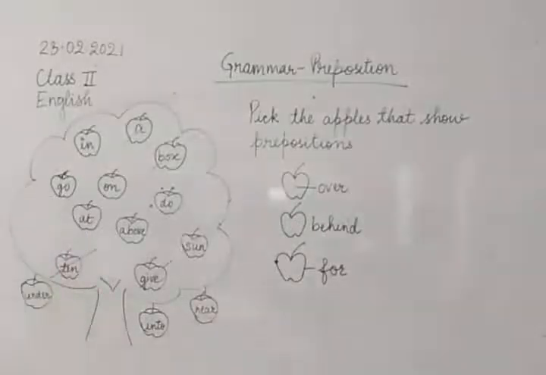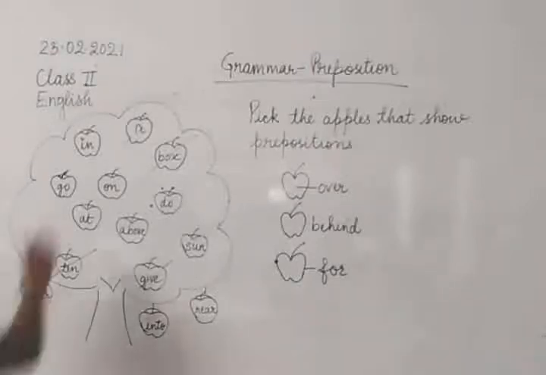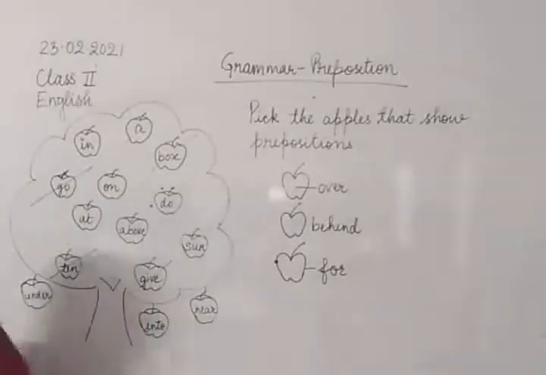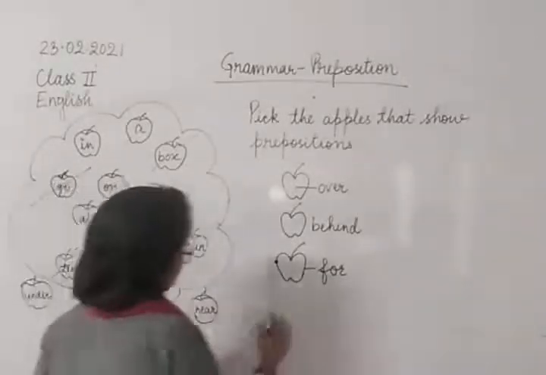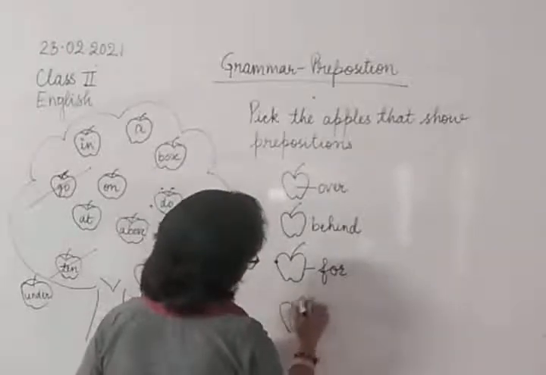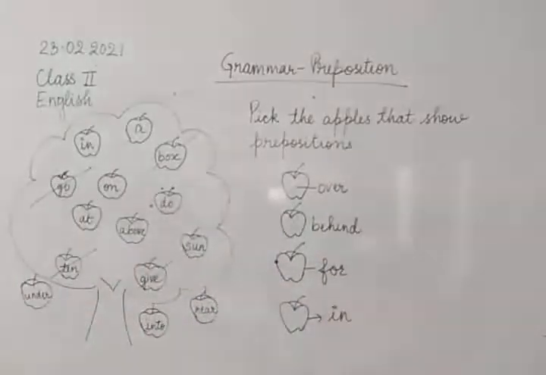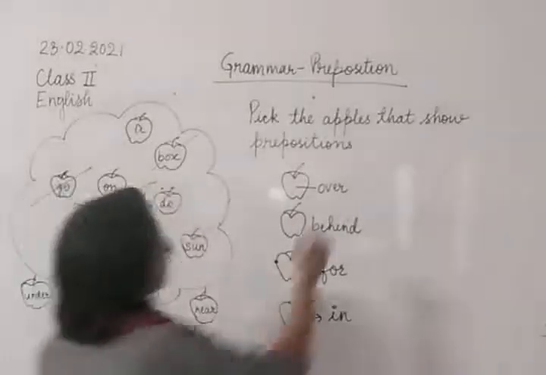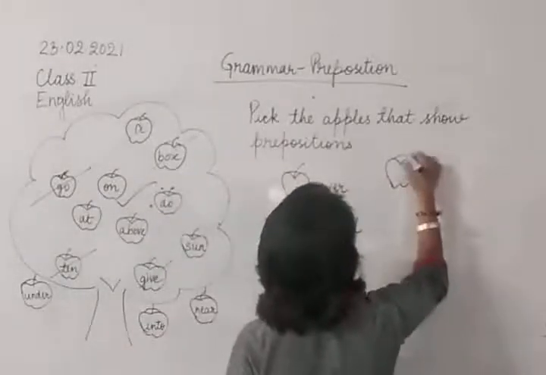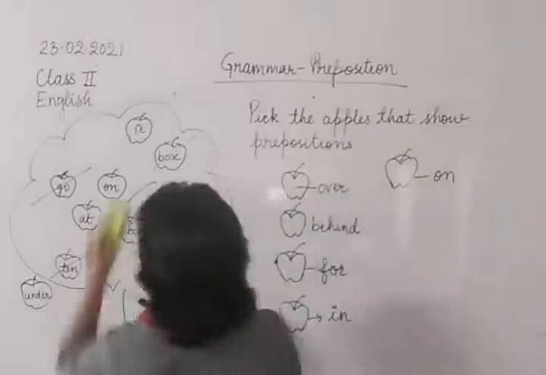Next is go. Go is to move somewhere. It is a verb. Go क्या है? A verb. Next है in. Yes, in is very much a preposition. बहुत common preposition है. It is a position word. So we will take in here and we will erase it from here. Next word is on. O-N, on. On preposition है? Yes. On is a preposition, a very common preposition. It tells us the place. On हमने ले लिया और यहाँ से on हटा दिया.